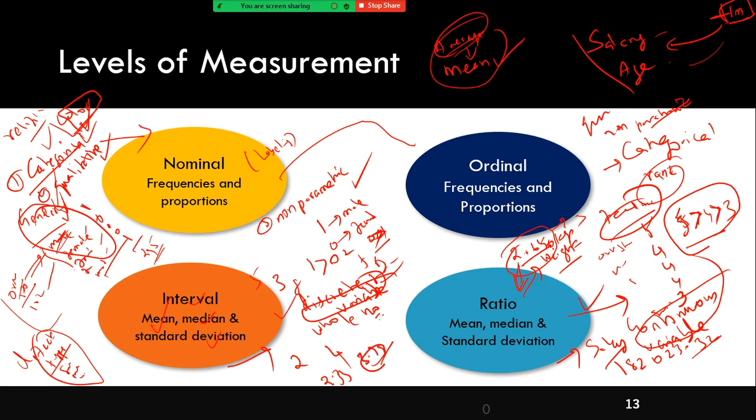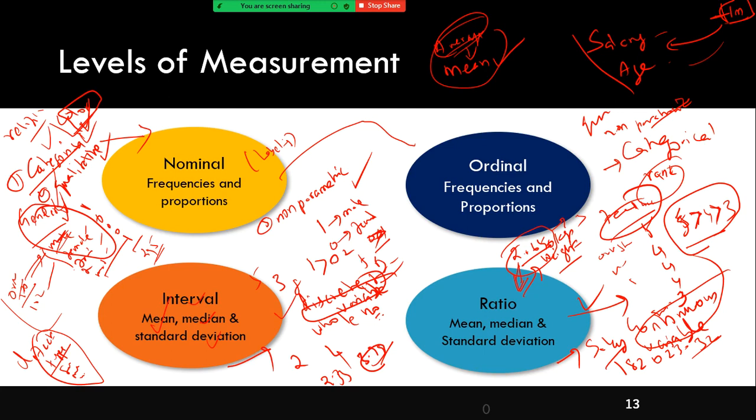You can add, subtract, divide and multiply the two ratio level variables. So you can do that way. The 0 has a real meaning here. If I say my account balance is 0, that means I don't have anything here. Nothing is there with me.